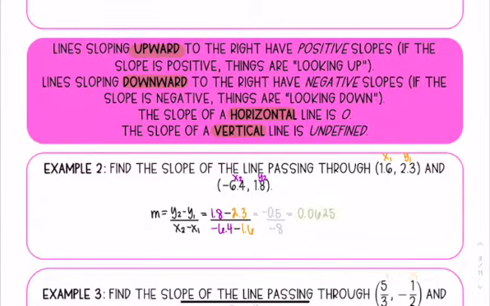And so on the top, we end up with -0.5, and on the bottom, we end up with -8. And so when I divide this out on my calculator, I end up with 0.0625.